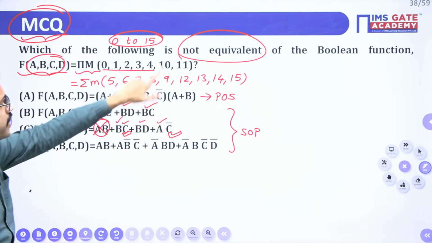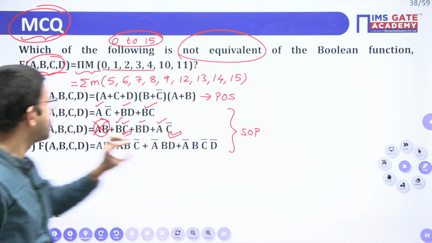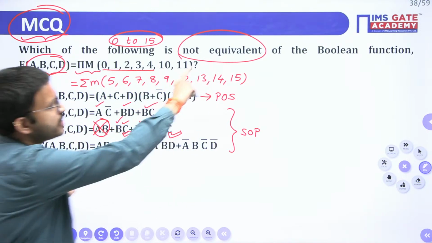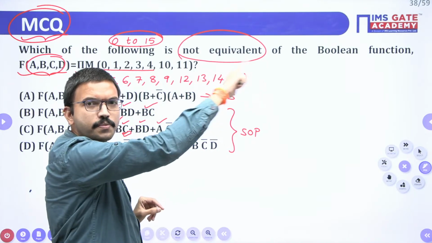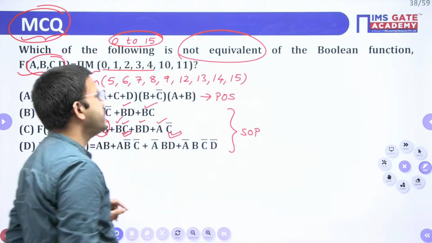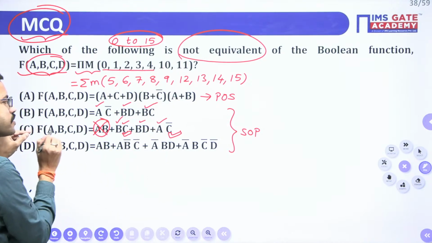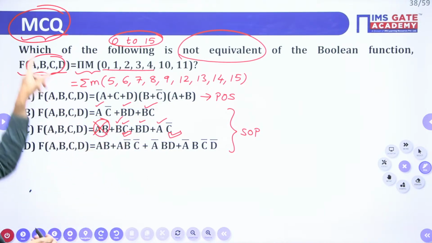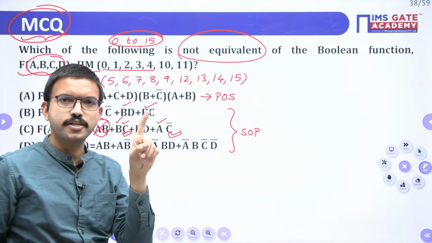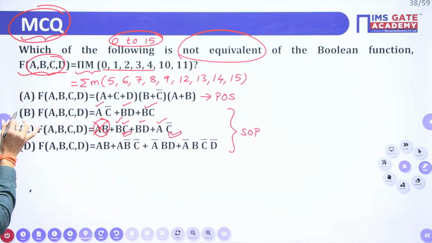See, here the question is what? Not equivalent. Say, for example, if they hadn't mentioned the minimized function, then if option B is not equivalent, obviously option C is also not equivalent, because it is MCQ and only one option will be correct. Okay, I hope it is clear.